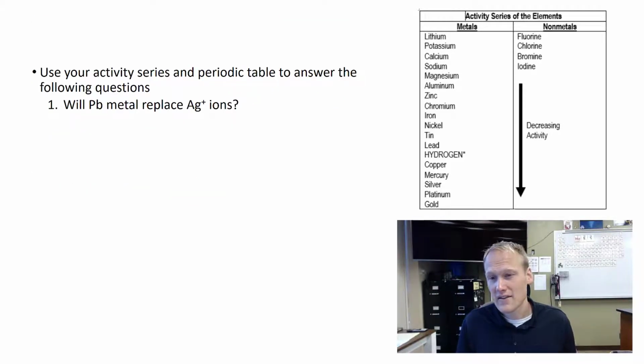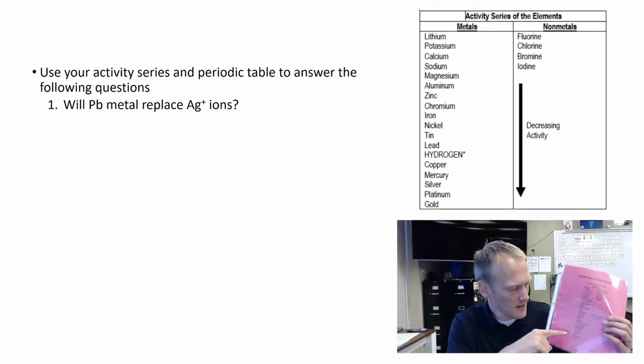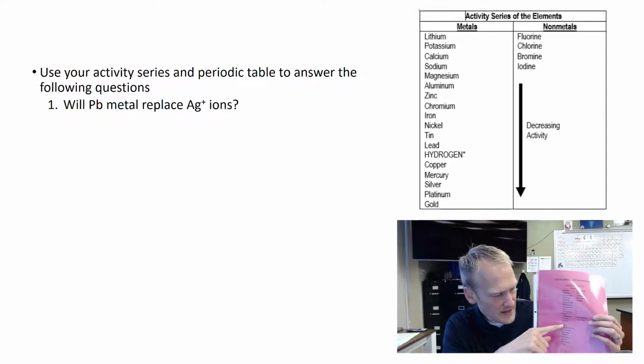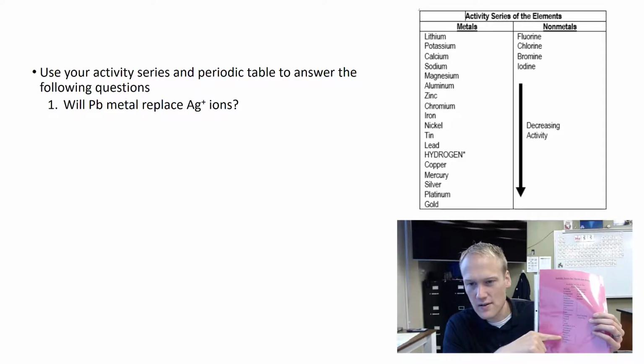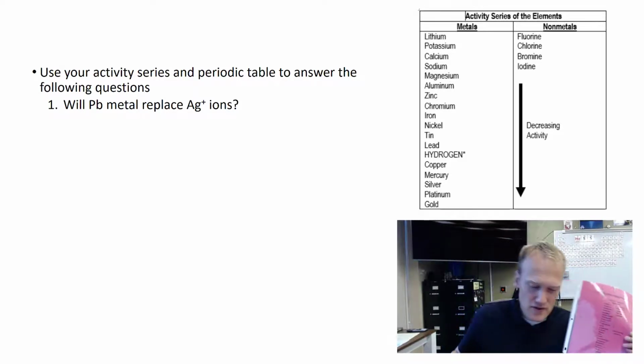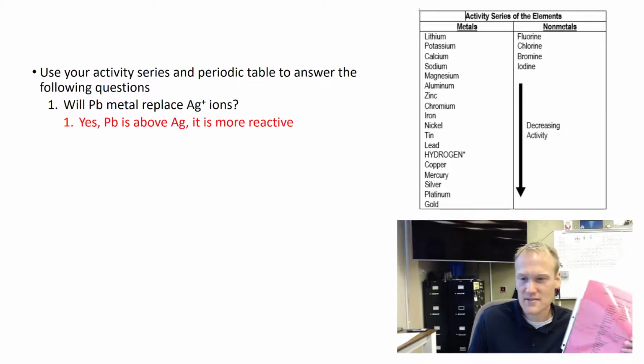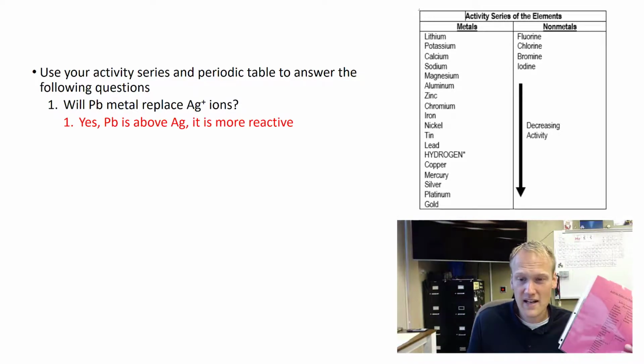It says use your activity series and the periodic table to answer the following questions. Will Pb metal replace silver ions? We don't have to have the whole equation. All we really need to know is, is lead more reactive than silver? Lead is higher up on the list than silver, and that means it's more reactive. So the answer to this question is yes. Pb is above silver and is more reactive.